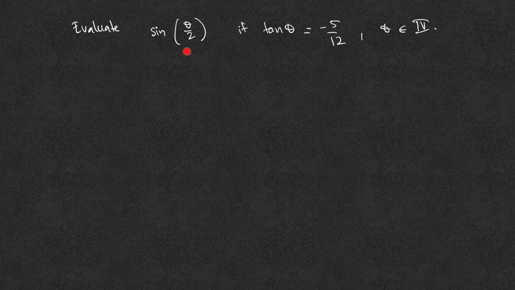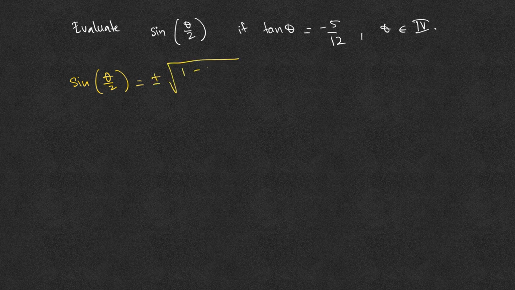Evaluate the exact value of sine of theta over 2 if tangent of theta is negative 5 over 12, where theta is in the fourth quadrant. Since the input of sine is a half angle, we will use the half angle formula for sine. The half angle formula for sine of theta over 2 is plus or minus the square root of (1 minus cosine of theta) in the numerator divided by 2.